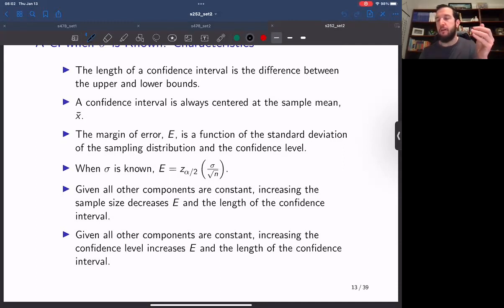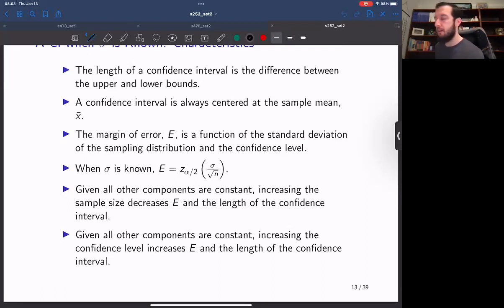Every confidence interval is centered at the sample mean. So the average of the bounds will be X bar. The margin of error is a function of the standard deviation, the sampling distribution, and the confidence level. So it's a function of the Z or the T value, sigma or S, and sample size. One of the key takeaways from studying the formula for the margin of error directly is that if we increase the sample size and hold confidence level and sigma fixed, we will decrease the margin of error.